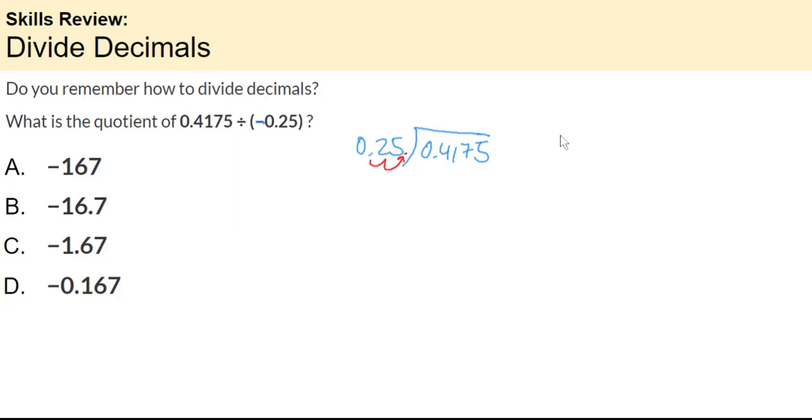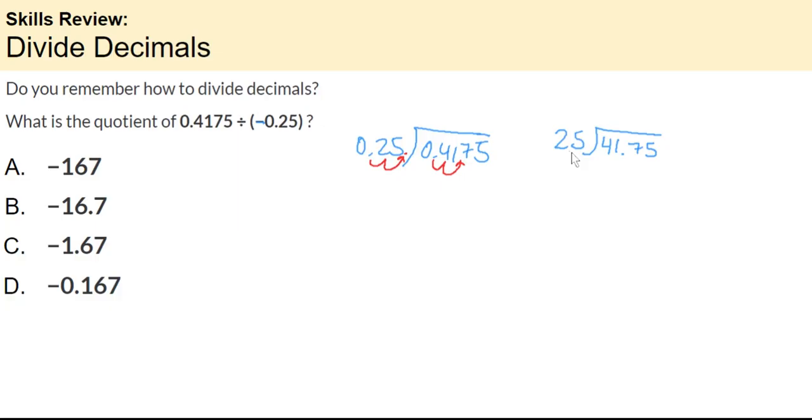Okay, so I'm going to rewrite the problem over here, 25. But if I move this one 2 places, I need to move the other one 2 places. 1, 2. So the decimal is going to change, and it's going to be between the 1 and the 7. So now I have 41.75.